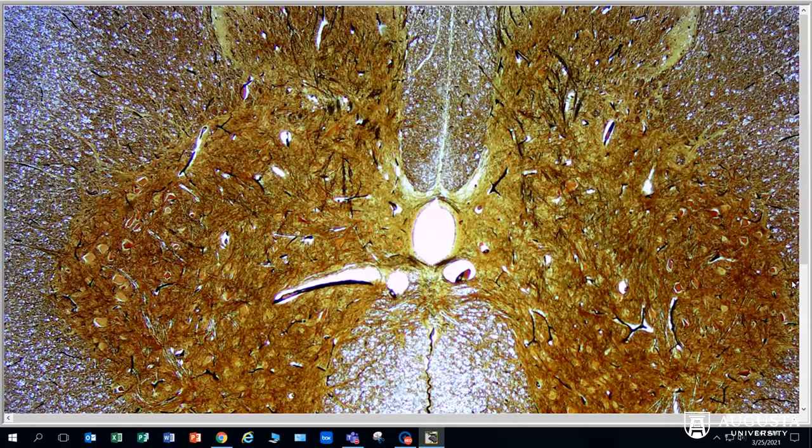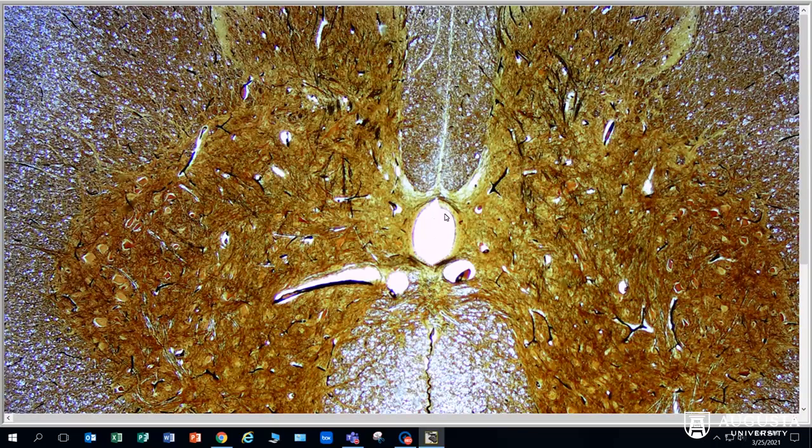If you'll bear with me, I have to move the slide around a little bit in order for you to see all of the structures of the spinal cord. This is a cross-section of the spinal cord, so we would be looking down on the spinal cord from above, as if we were to cut it side to side, so a transverse or cross-section.